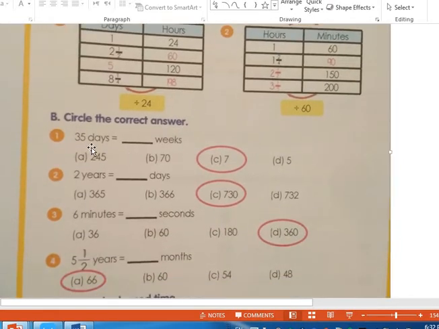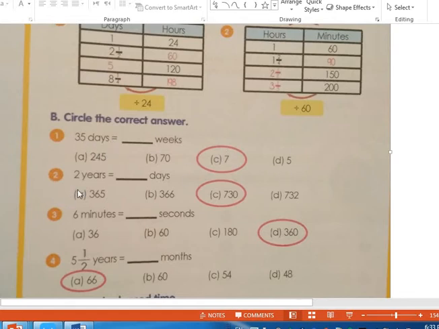So if I have, for example, 35 days equal how many weeks? Days is a smaller unit, so I will divide. Divide by how many? By 7, because 1 week equals how many days? 7. So 35 divided by 7. Change the circle from here to here. The right answer here will be 5. Because 1 week equals 7 days. So we divide by 7. 35 divided by 7 will give you 5.